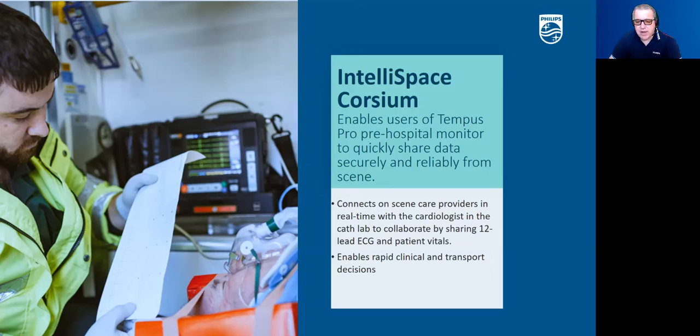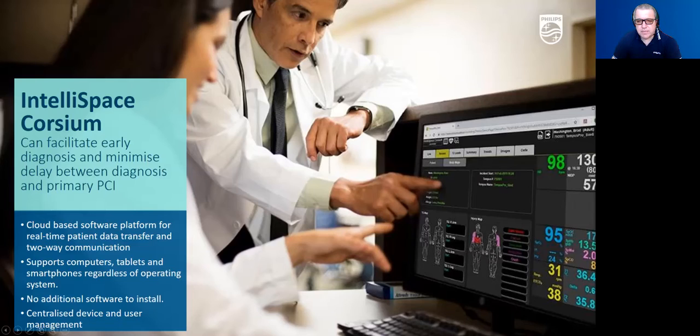More actionable data is reliably available through proprietary data transmission technologies, allowing 12-lead ECG and patient vitals to be securely shared from scene, reviewed in IntelliSpace Corsium for two-way consultation, enabling rapid clinical and transport decisions. IntelliSpace Corsium is cloud-based and therefore supports computers, tablets, and smartphones, regardless of the operating system. Patient data can be viewed in a web browser, providing a responsive app-like experience without the need for additional software being installed. When coupled with centralized device and user management, this makes it cost-effective to deploy and manage.